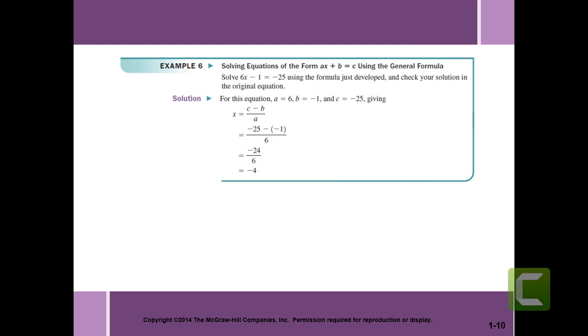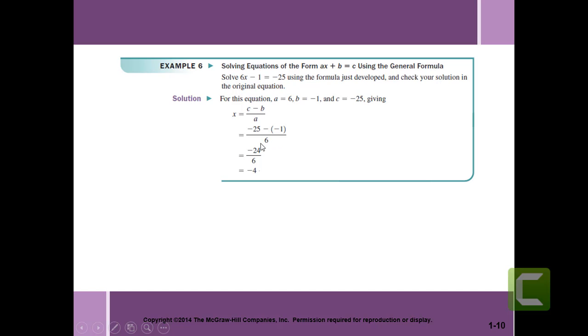Okay, so notice what happens here. For this equation, this is what we're going to use. The formula is this. So anytime you have this type of form, your x is going to be c minus b divided by a. So all you have to do is figure out what your a, b, and c are. So a is 6, b is -1, and c is -25. And then all you have to do is plug into this formula. Or just remember, just solve using the properties. You don't have to memorize this formula because all you have to do is just remember how to solve for x, and you'll get the exact same thing.